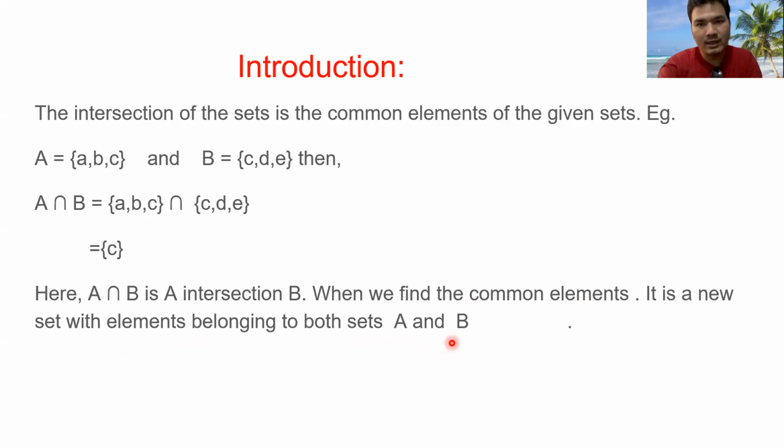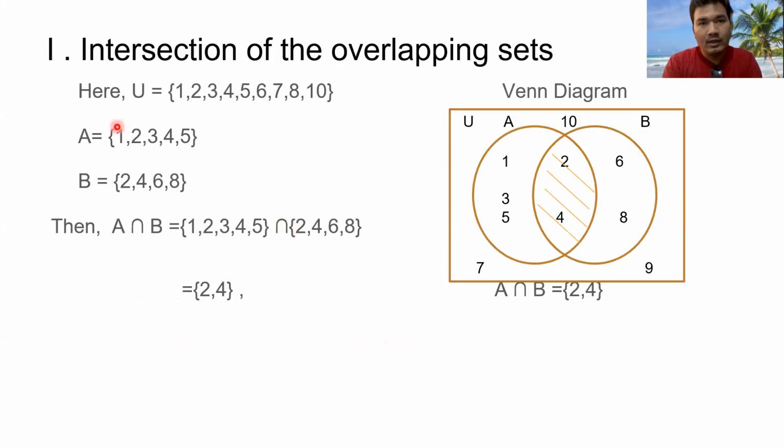Okay, let's move to the next slide. One, intersection of overlapping sets. Here the universal set is 1, 2, 3, 4, 5, 6, 7, 8, 9, 10. Set A is 1, 2, 3, 4, 5, set B is 2, 4, 6, 8. Then A intersection B: from these two sets, 2 and 4 are common. It means we have to select the common elements only, that represents A intersection B.